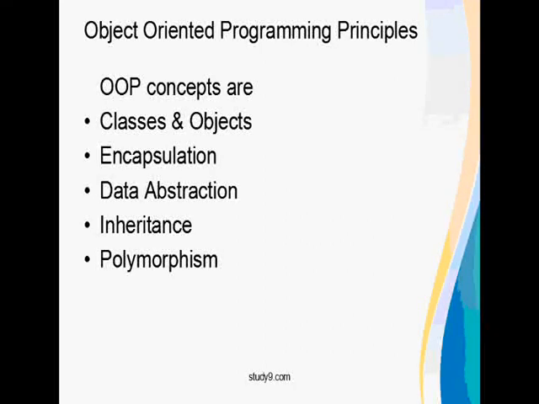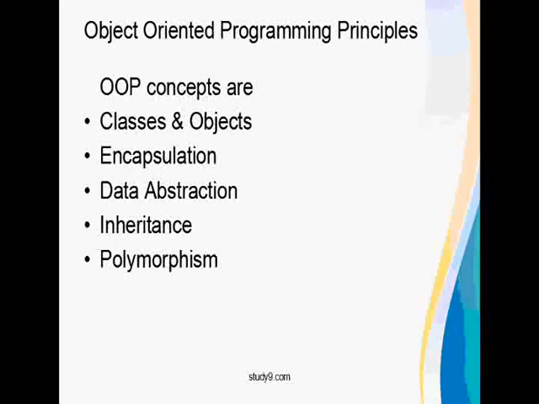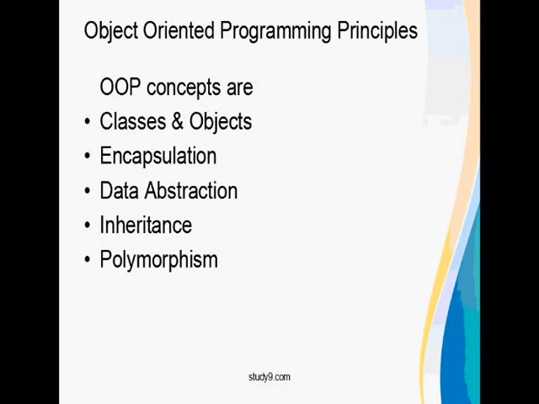The next topic is polymorphism. Polymorphism is another important concept in object-oriented programming. Polymorphism means the ability to take more than one form. An operation may exhibit different behaviors in different instances. For example, consider the operation of addition. For two numbers, it will generate a sum, but for two strings, it will generate a third string by concatenation.